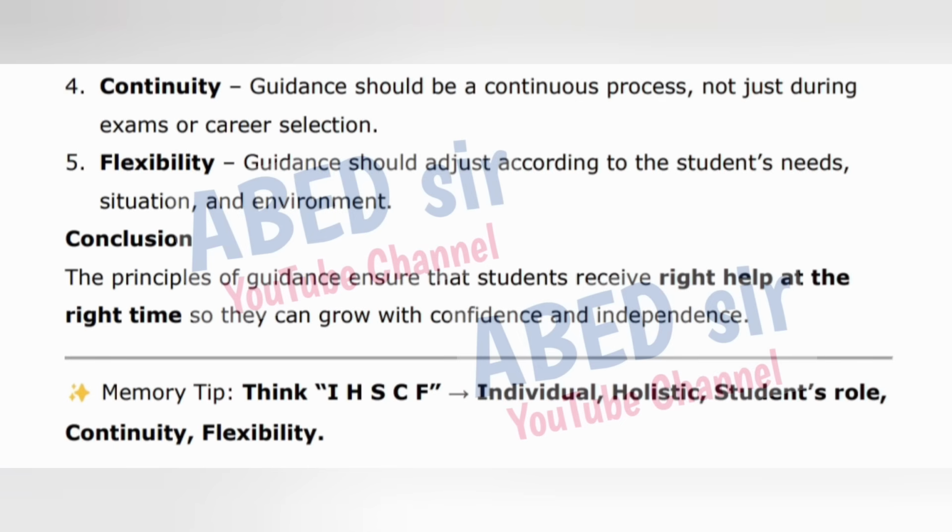Conclusion. The principles of guidance ensure that students receive right help at the right time so they can grow with confidence and independence. Memory tip: think IHSCF: individual, holistic, student's role, continuity, flexibility.